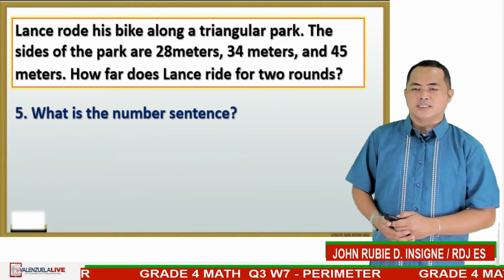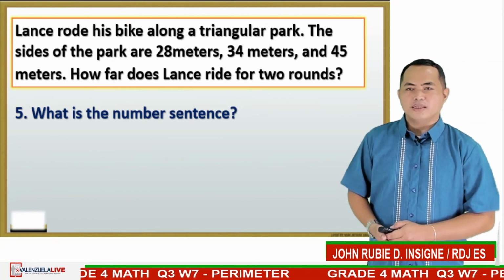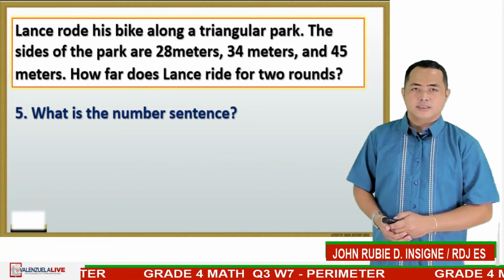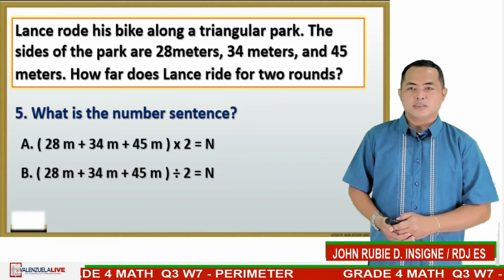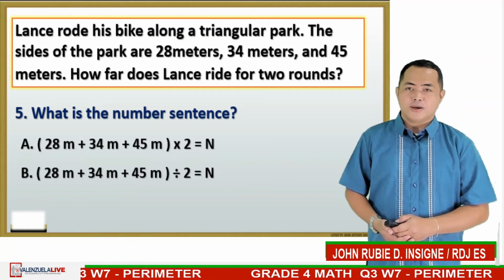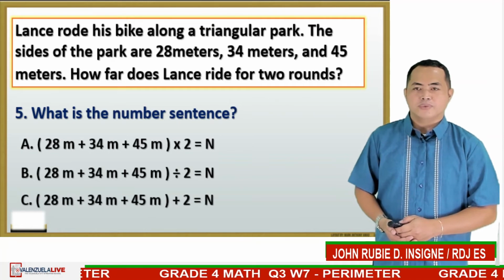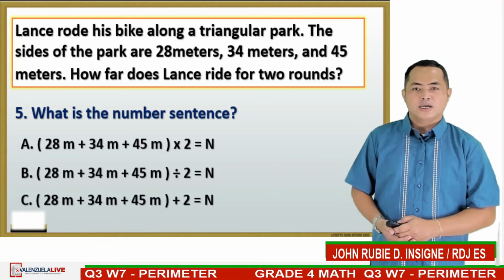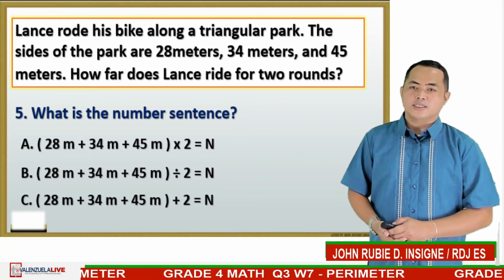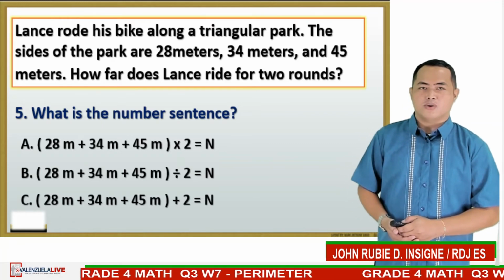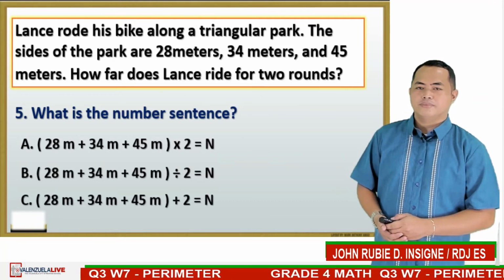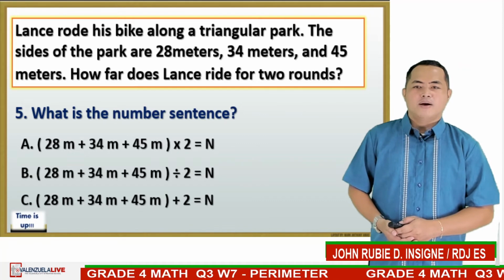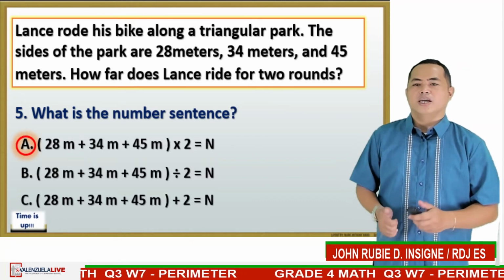What is the number sentence? A. 28 meters plus 34 meters plus 45 meters times 2 equals N. Or letter B. 28 meters plus 34 meters plus 45 meters divided by 2 equals N. Or letter C. 28 meters plus 34 meters plus 45 meters plus 2 equals N. Your 5 seconds timer starts now. The answer is letter A. You are correct again.